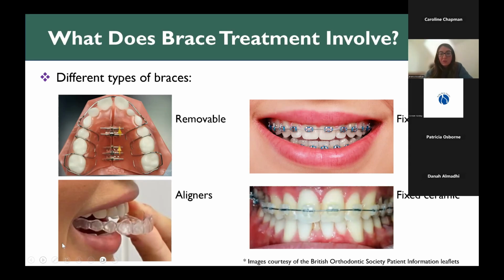The next picture is the one on the top right, which is your fixed metal braces. So these are your train track braces. This is the mainstay of any NHS treatment. So if you're going to have braces on the NHS, you will usually be treated with fixed train track braces on the top right. The picture below that is a similar fixed treatment, but you can see the little square brackets that are stuck to the teeth. They are not made of metal, they're made of a nice white ceramic, so it's slightly more aesthetically pleasing. It's very rare to be offered this on the NHS. This is usually something that would be offered privately only.